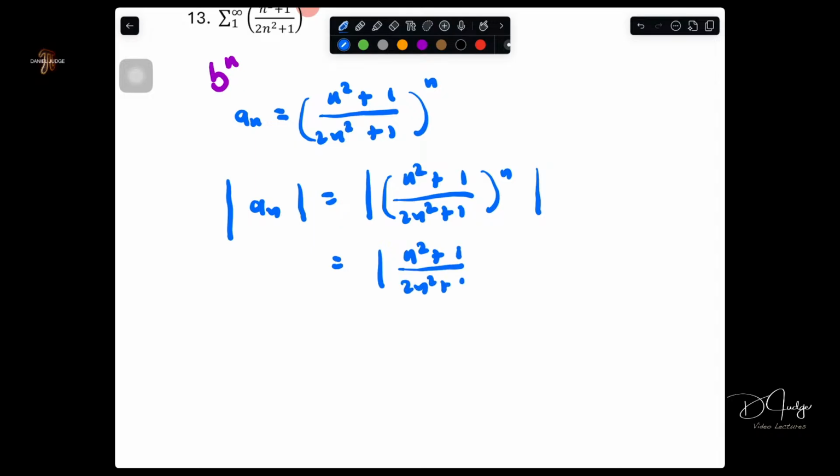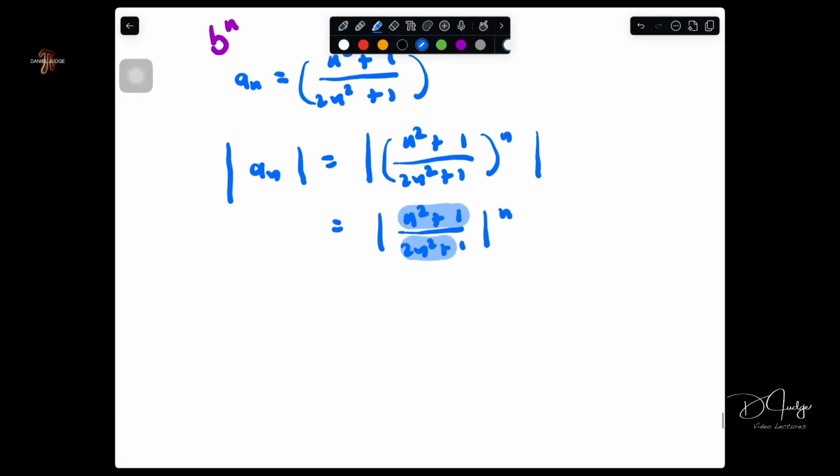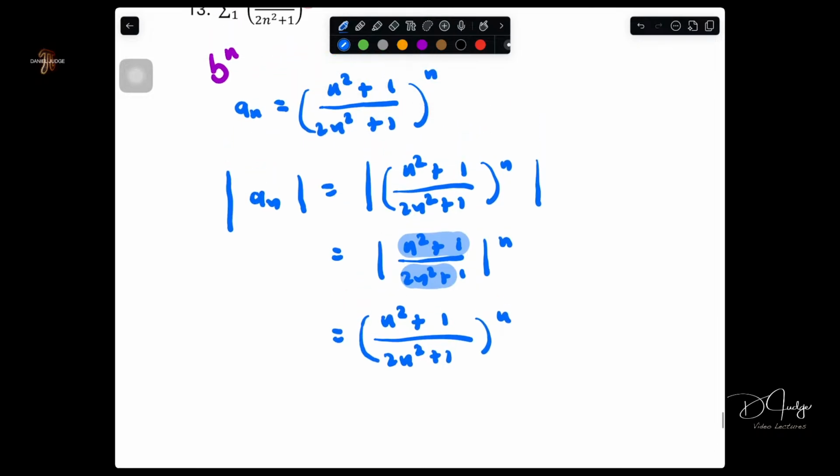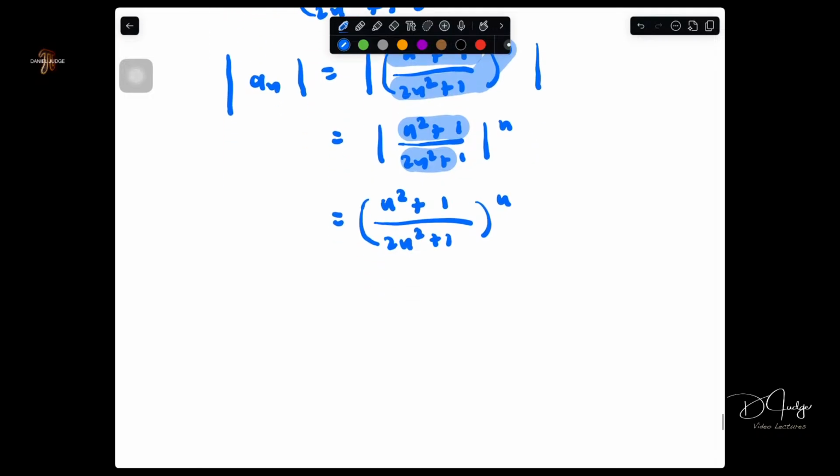We can say a couple of things. We could do it this way and then deduce that this whole thing is positive, which it is, and just say this is really n squared plus 1 over 2n squared plus 1. And don't forget that's raised to the nth power now. Or we could have said that in the first place, that all of this here is positive, so we can get rid of the absolute value.